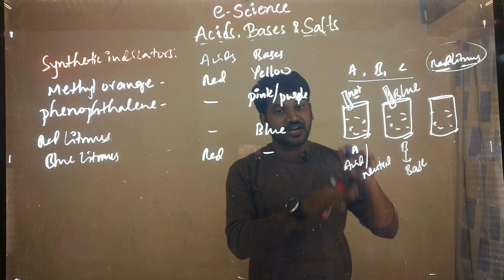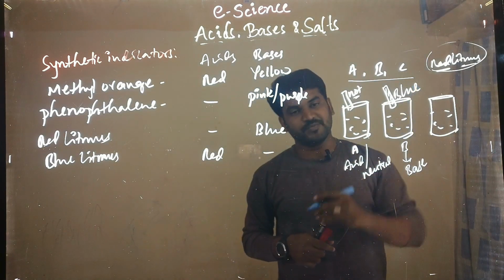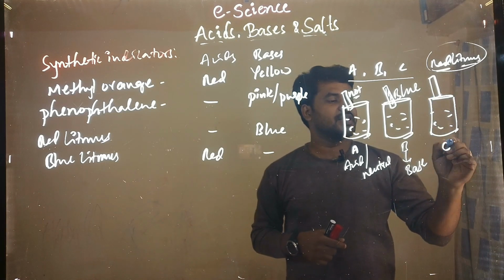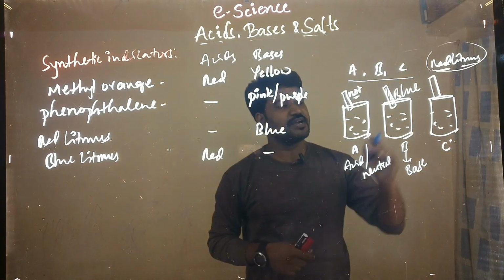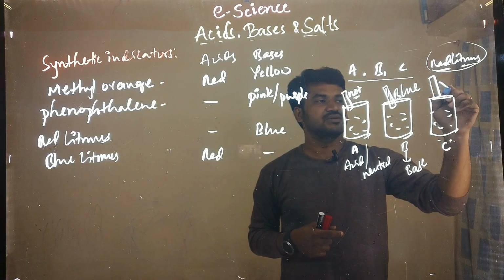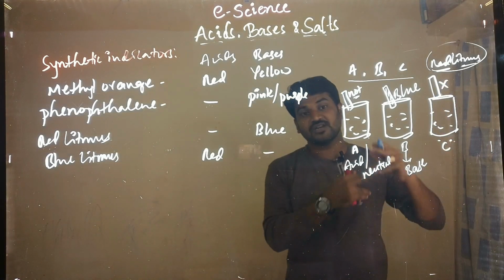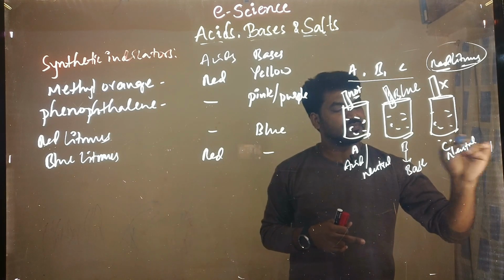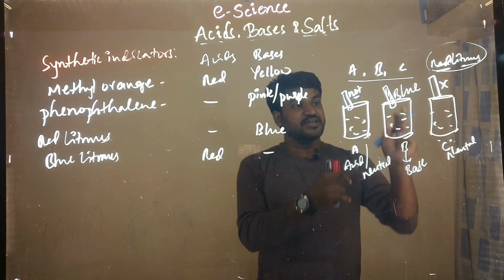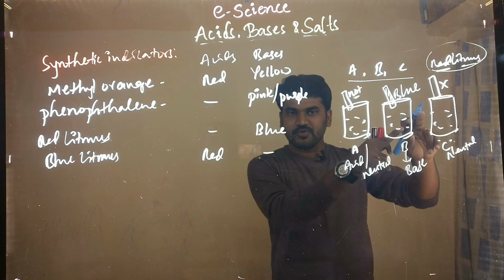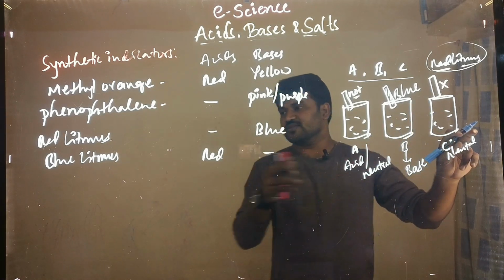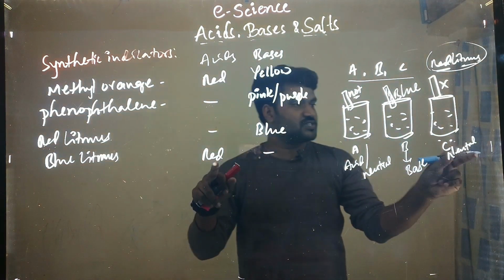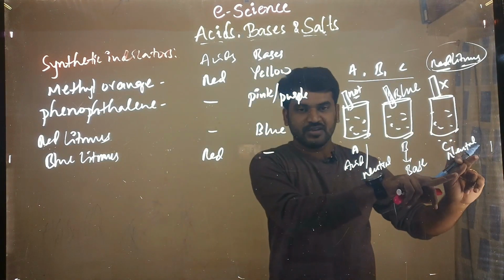Now we are having the blue litmus paper. That blue litmus paper again we will dip in container C. Again it is not showing any change, which means it may be neutral. If the blue litmus changed to red color, it might be acid, but it is not changing color now, so it might be neutral.